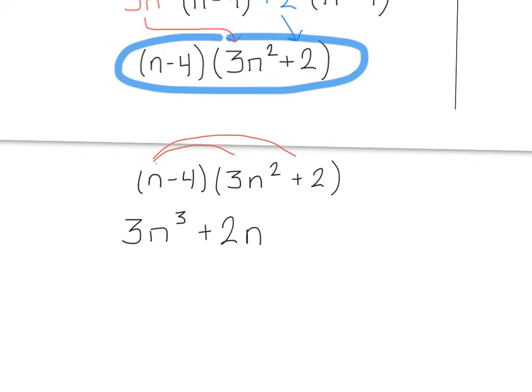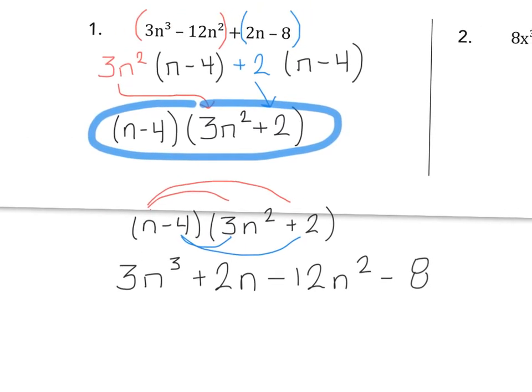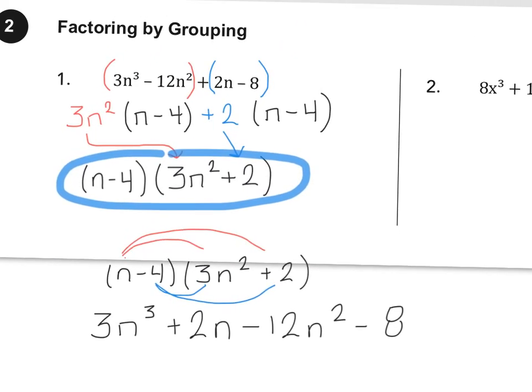Now let's distribute our second term in the first set to both terms in the second set. So negative 4 times 3n squared leaves you with negative 12n squared. Negative 4 times positive 2 leaves you with negative 8. Alright, let's check our original answer again. A little out of order, but yes, it is the same, so our work is correct, and we can move on.